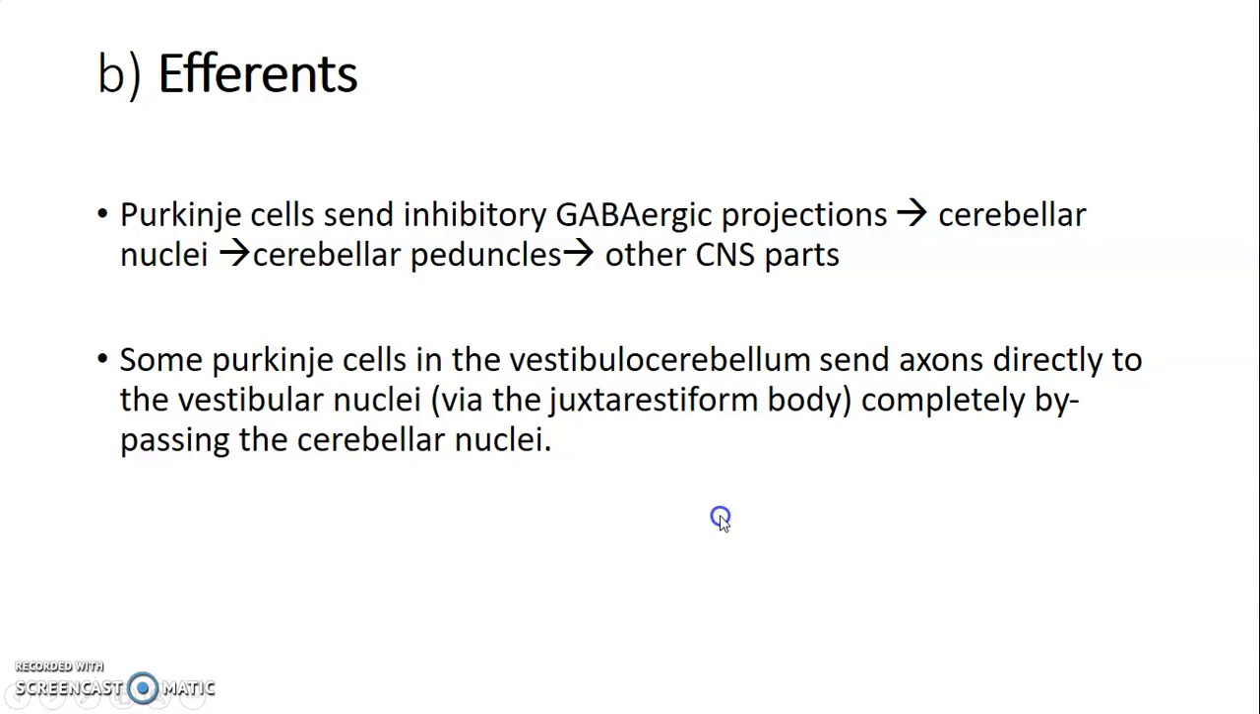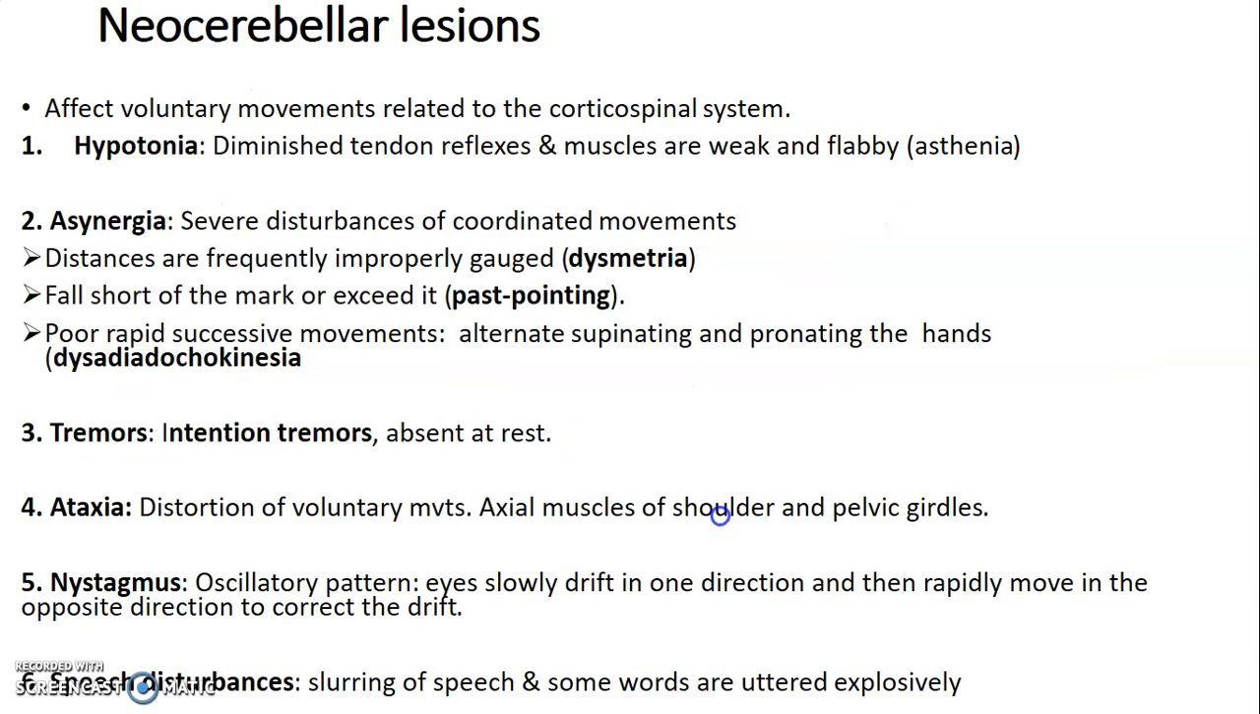So the efferents: we have the Purkinje cells that send inhibitory GABAergic projections to the cerebellar nuclei, and through the cerebellar peduncles they get to other parts of the CNS. Some Purkinje cells in the vestibulocerebellum send axons directly to the vestibular nuclei via the juxtarestiform body, and this bypasses the cerebellar nuclei. Next, we are going to discuss the lesions of the cerebellum.